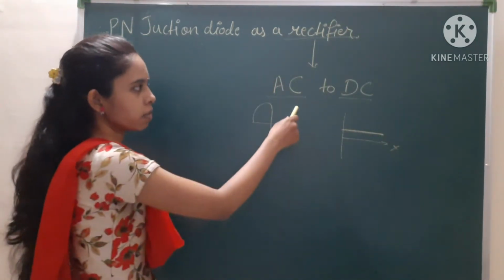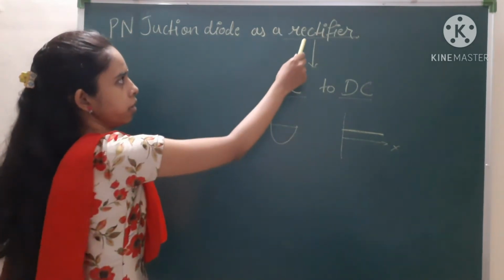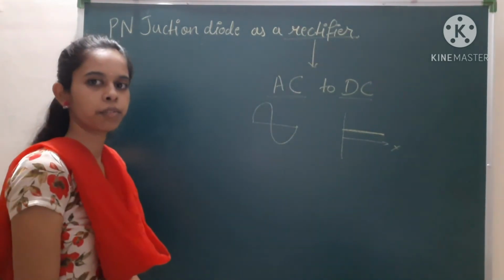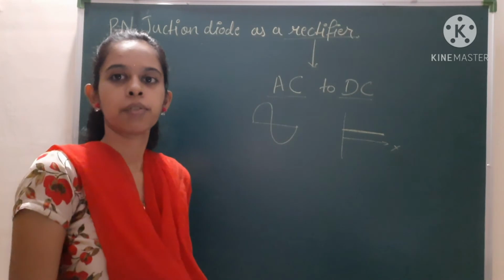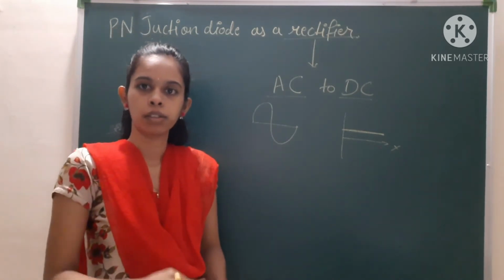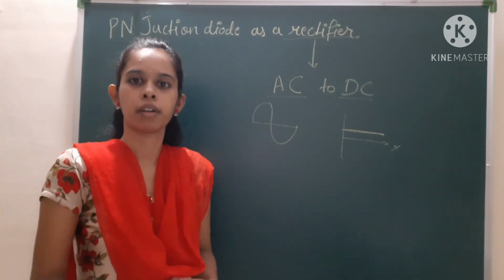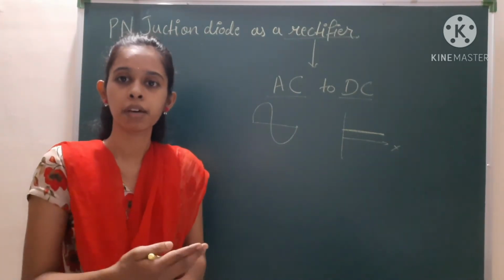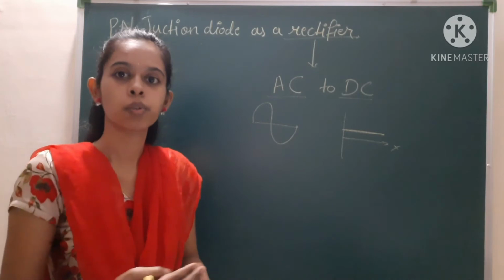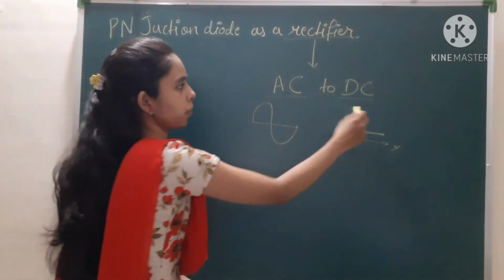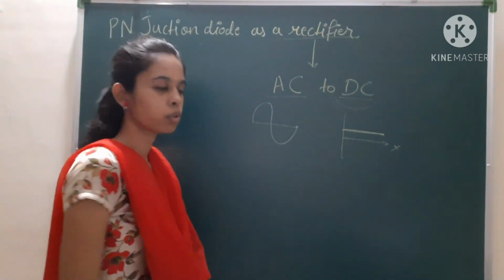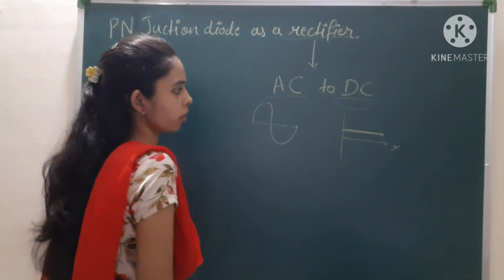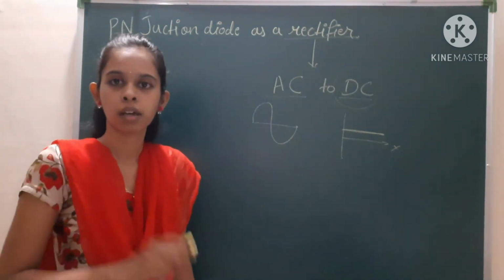Okay, so we have seen a block diagram of a simple rectifier. In that we have used a transformer, then we have used a diode, then we have used a filter circuit, then we have used a voltage regulator. Why have we used so many devices? Just to get a pure DC voltage.